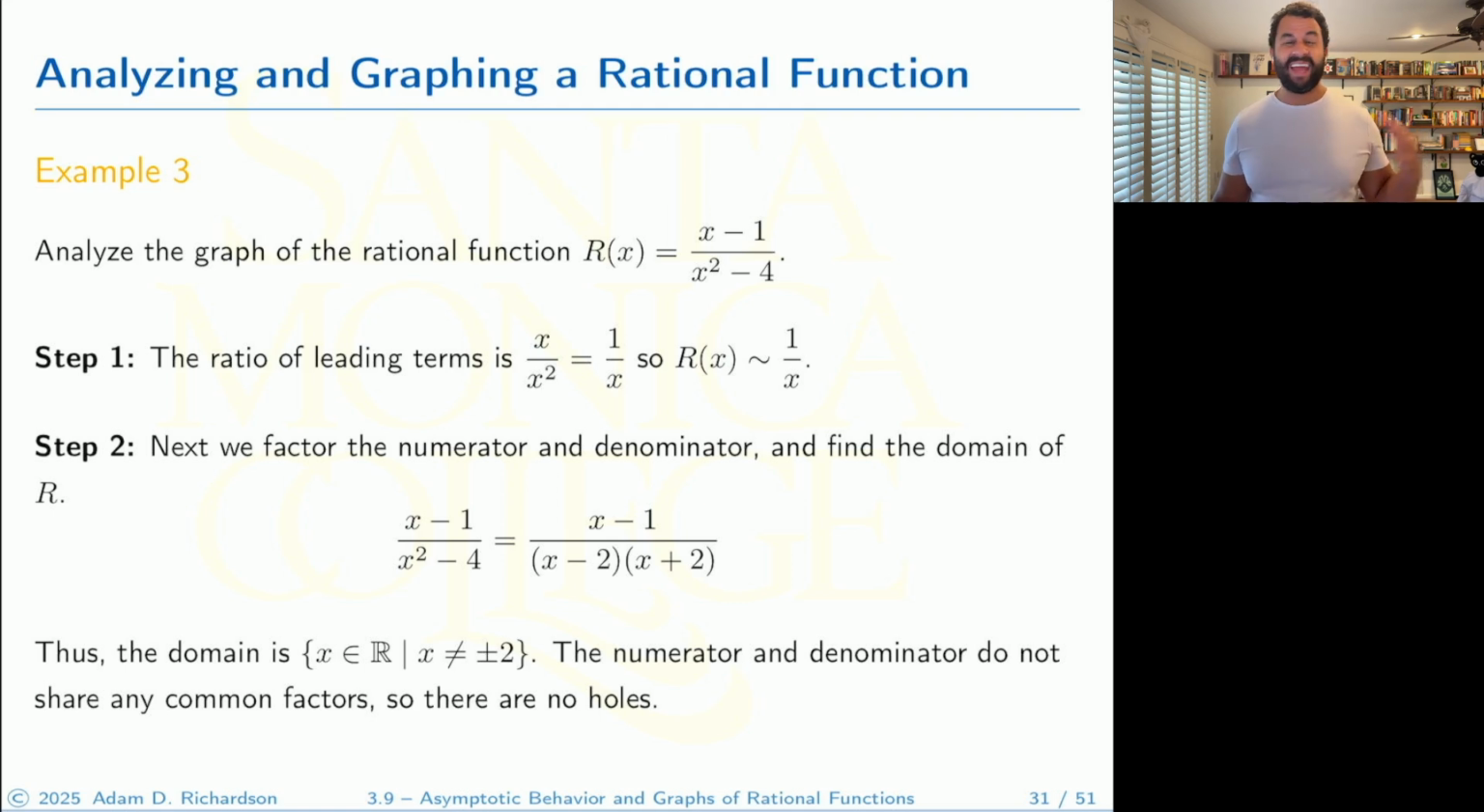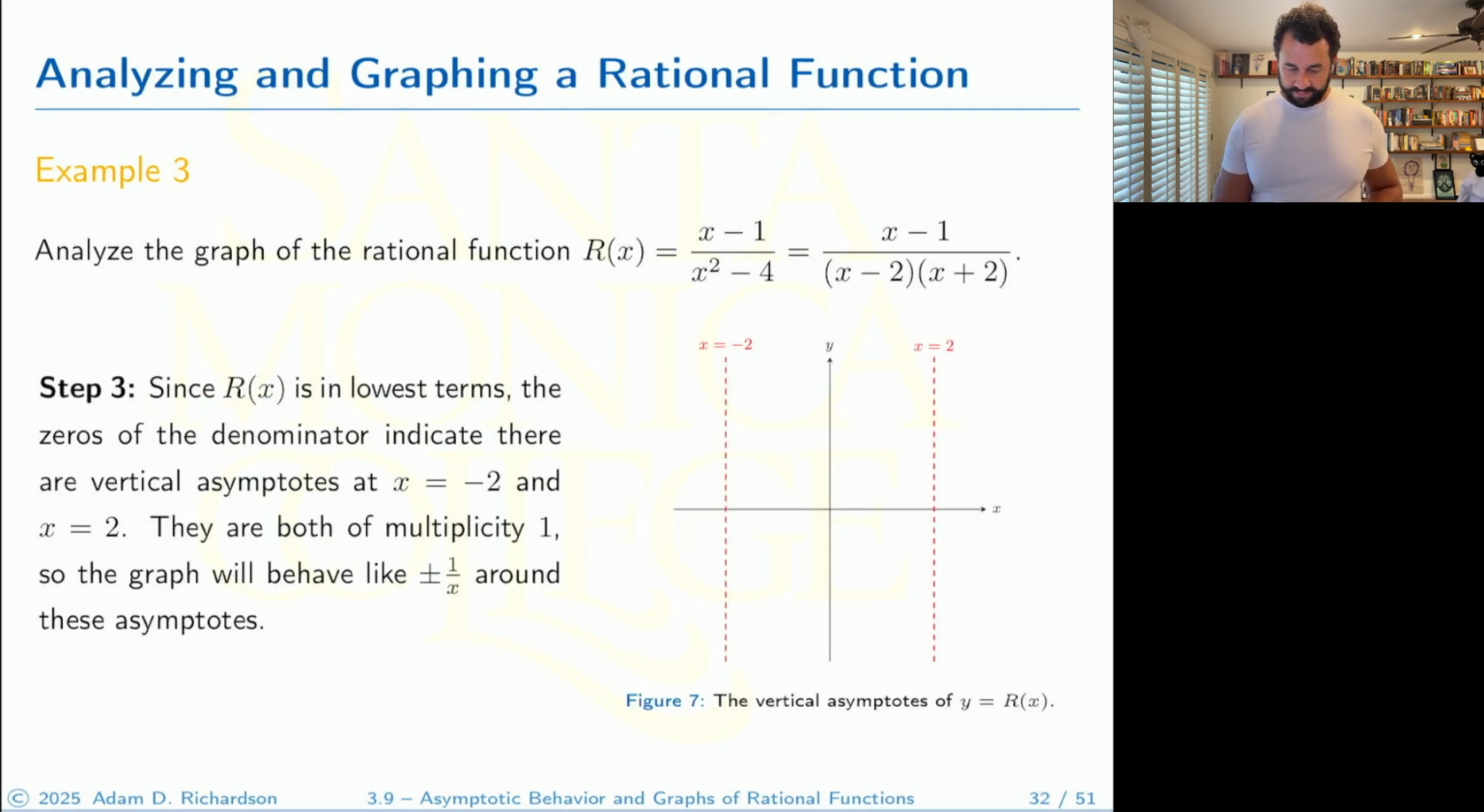Next, factor everything. Numerator, denominator. Denominator is a difference of squares. It factors as x minus 2, x plus 2. There are no common factors in the numerator and denominator. The domain is everything except plus or minus 2. And there are no holes. Step 3, these have to give rise to vertical asymptotes because there's no equivalent canceling factor in the numerator. So let's just start sketching.